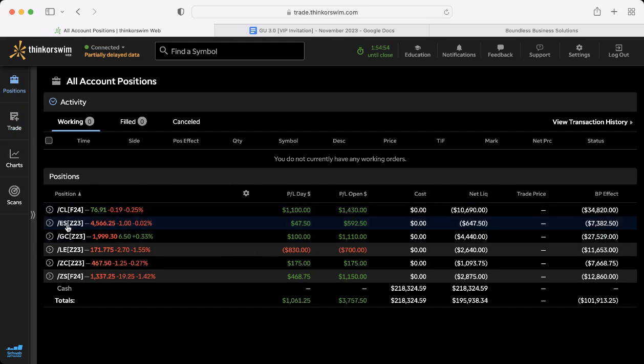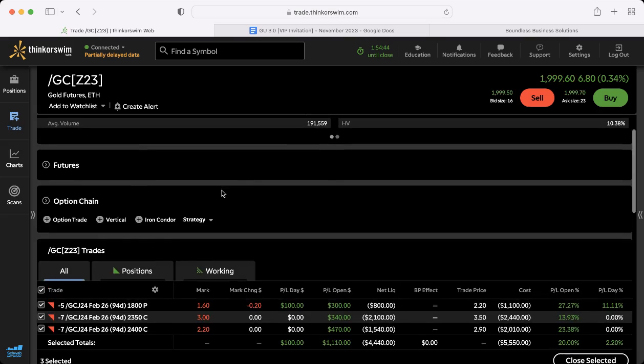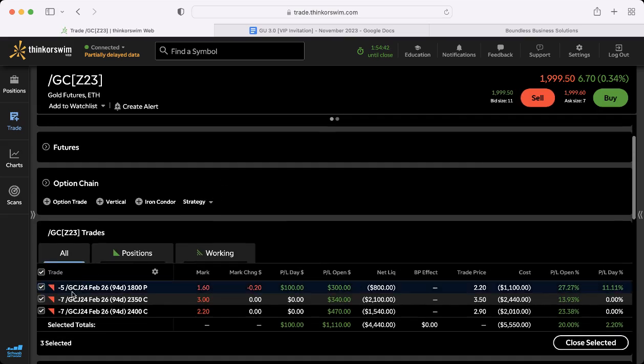We'll look at some of these others. Here's ES, the S&P E-mini. GC is gold. And let's take a look at our gold contracts. So let's take a quick look at this. We're in the GCJ, which is the February contract. Actually, J is the April contract, I'm sorry. So we're in the April contract, but what is showing here is the Z, which is the December of 23 contract, because again, that's the near month.